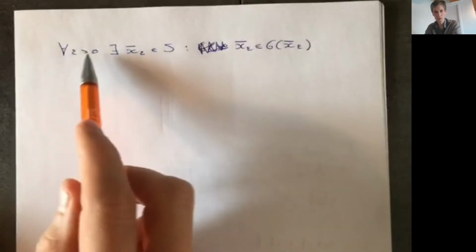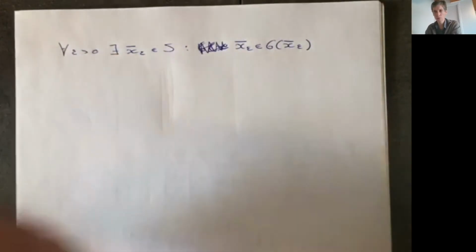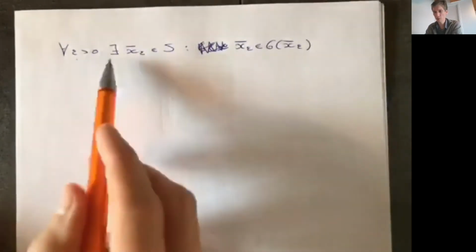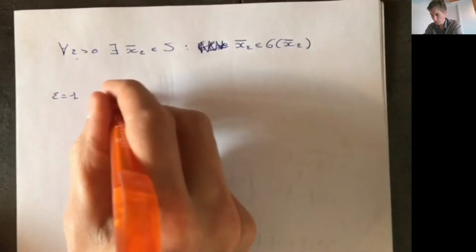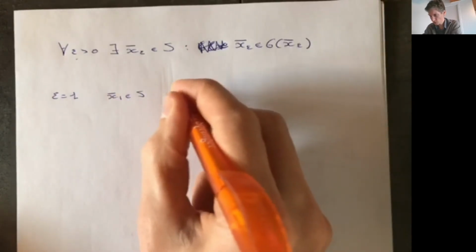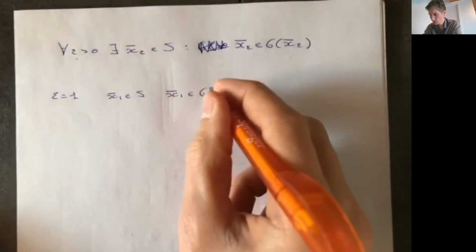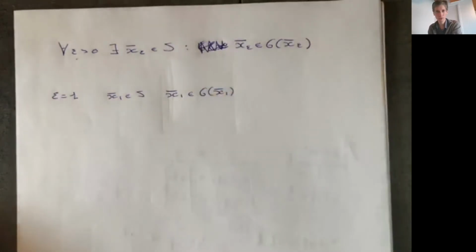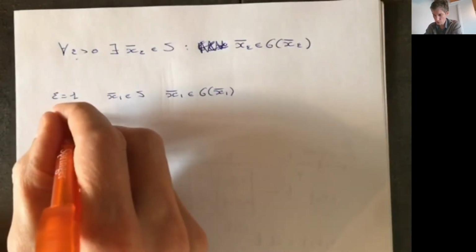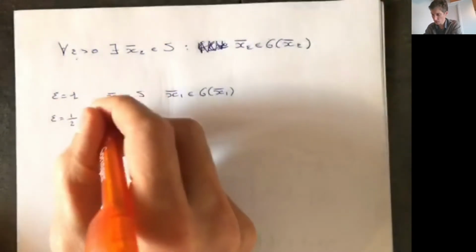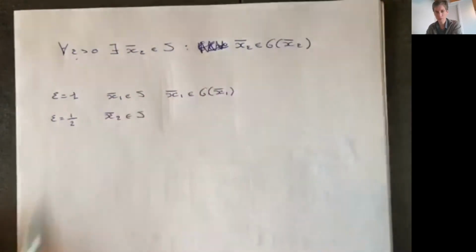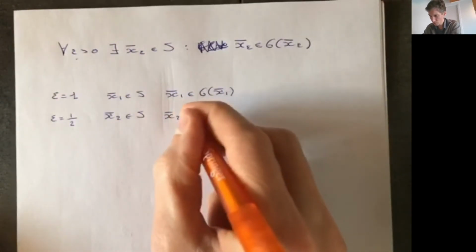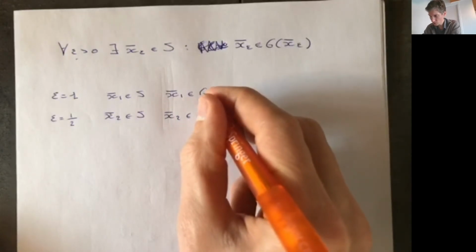So what's the idea? The idea is we're going to let epsilon go to 0. So we're going to take a sequence of epsilons that converges to 0. As a first case, you can take epsilon equal to 1. Then there exists an x1 in s such that x1 is in G1 of x1. Set epsilon equal to 1/2. Then I can find an x2 in s, let me call this second fixed point x2, such that x2 is in G. So this should have been G1.